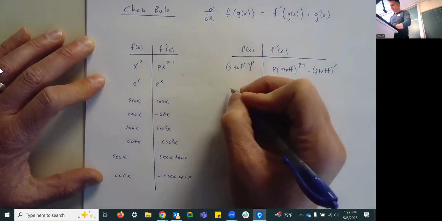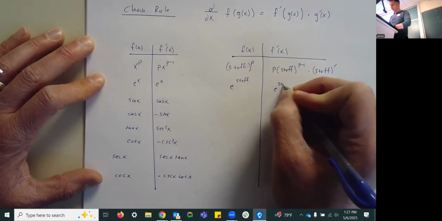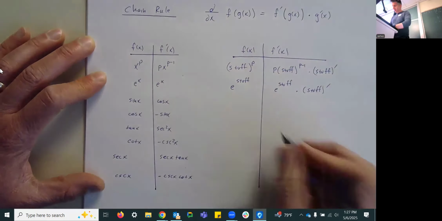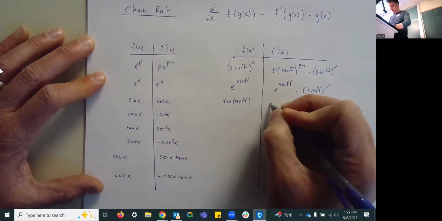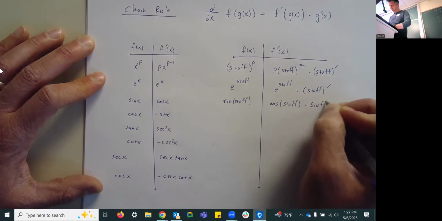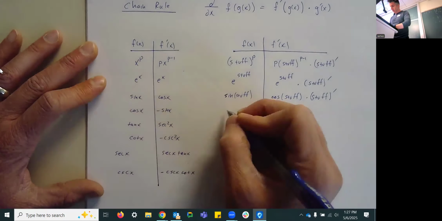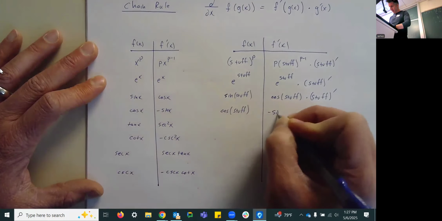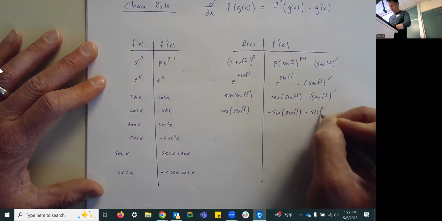If my function is e to some stuff, the derivative is going to be e to the stuff multiplied by the derivative of that stuff. If my function is sine of some stuff, the derivative is going to be cosine of the stuff times the derivative of the stuff. And the list goes on, right? It's just the same thing every time. If my function is cosine of some stuff, the derivative is negative sine, leave the stuff alone, multiply on the outside by the derivative of that stuff.